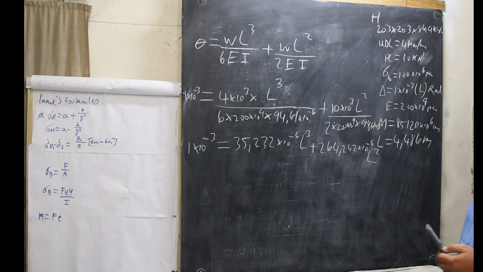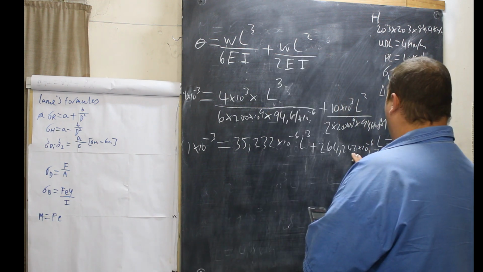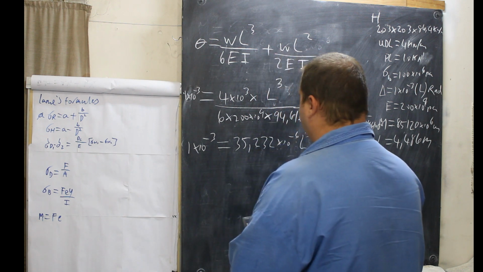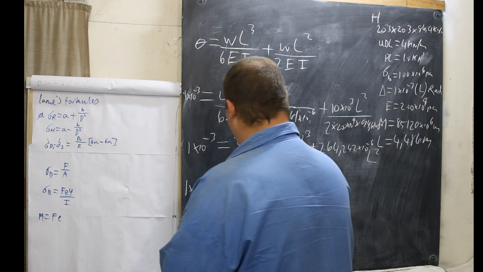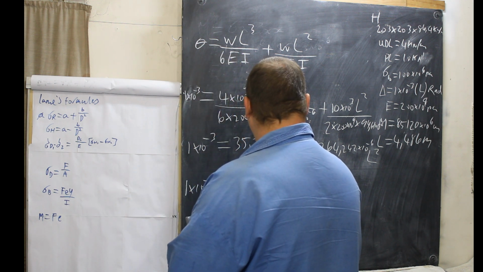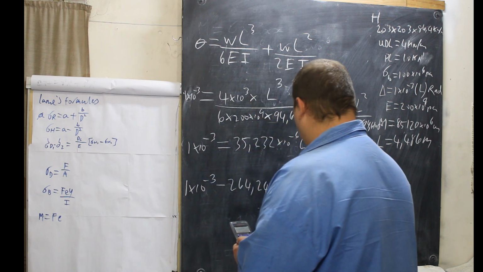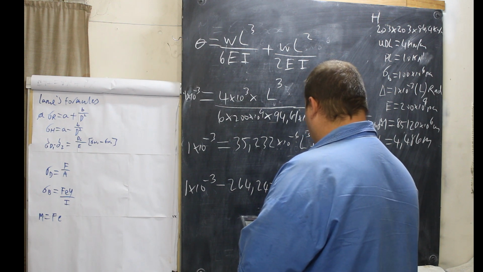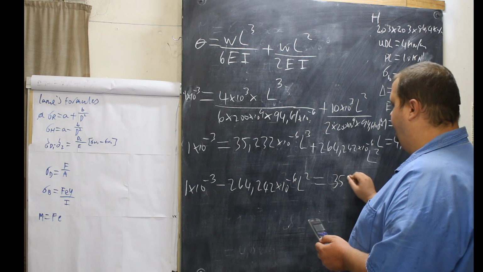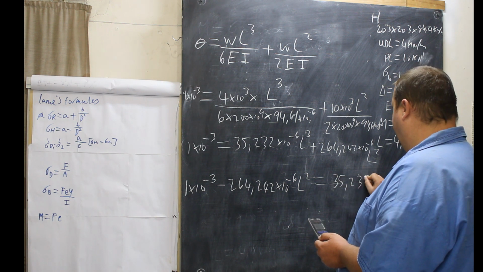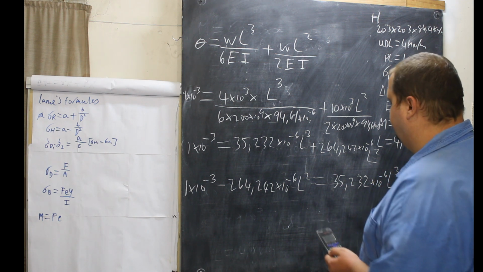Now what we need to do is take both of these numbers, we take this over to here. So 1 times 10 to the minus 3 minus 264,242 times 10 to the minus 6 L squared equals 35,232 times 10 to the minus 6 L cubed.